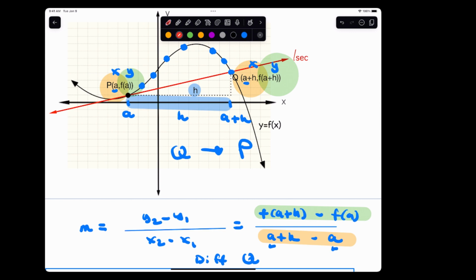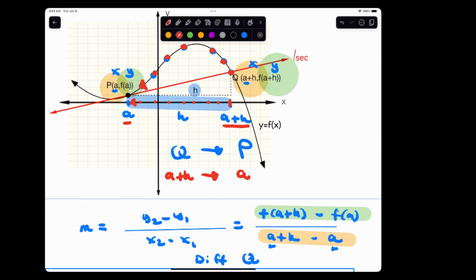So maybe we should put it in red. Q is getting closer and closer to what? To the point P. Now, how is it really doing it? You're really doing it by saying that X value, A plus H, over here is getting closer and closer to what? To A. And that's what I just wrote down. Because you're getting the X coordinate there, remember? So when you say Q approaches P, they're really saying A plus H is approaching A.